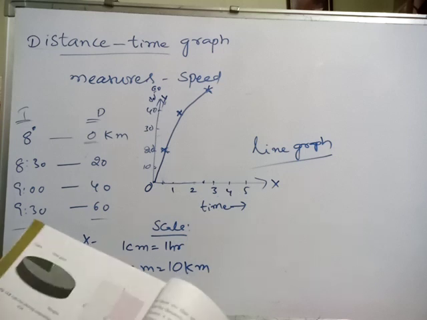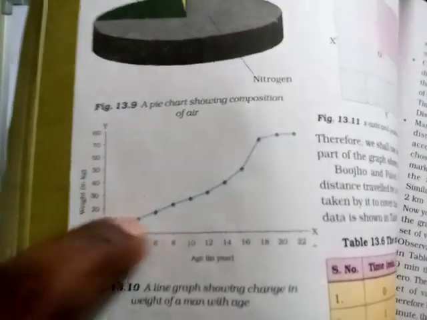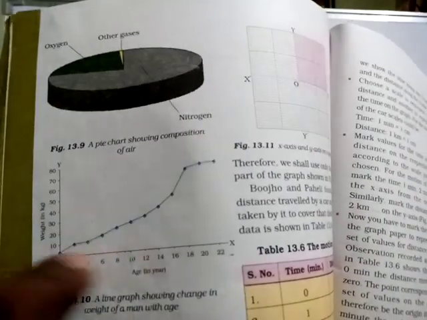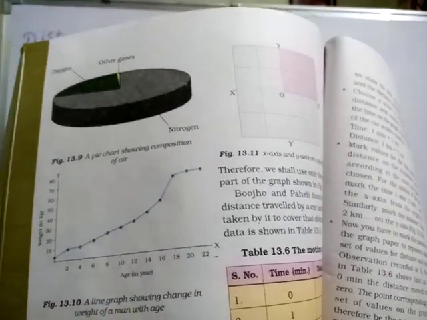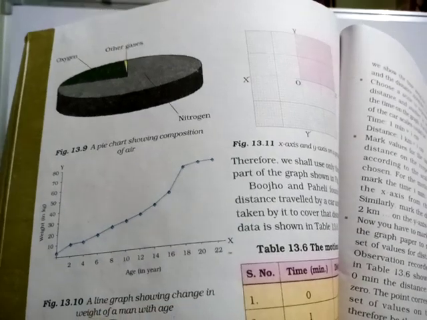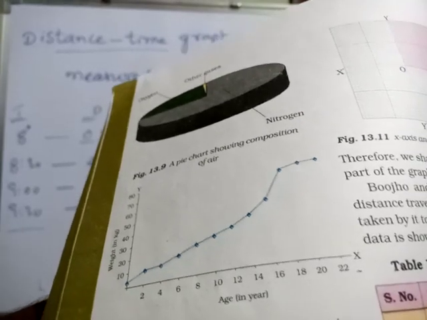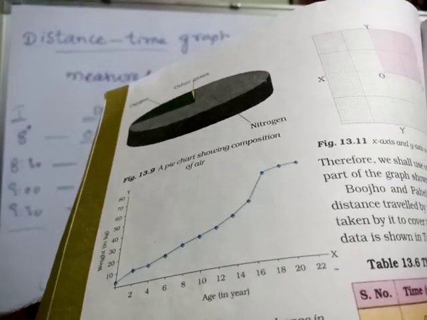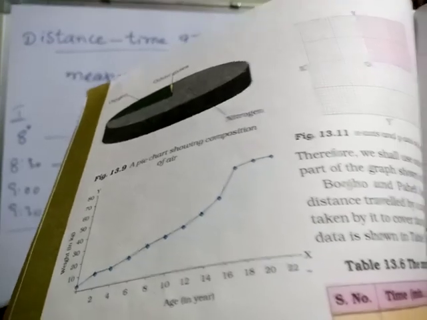Some graphs are given here now. See, this is one line graph, this is a curve, not a straight line. So this is one type of line graph, showing a change in the weight of a man with age. This graph is because if age increases, weight also increases. So like that, this is one graph.